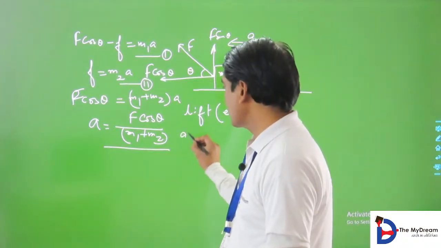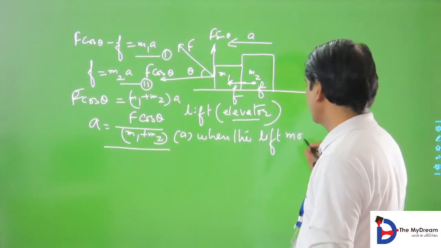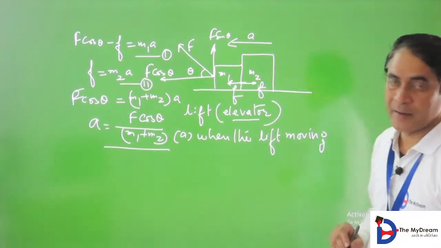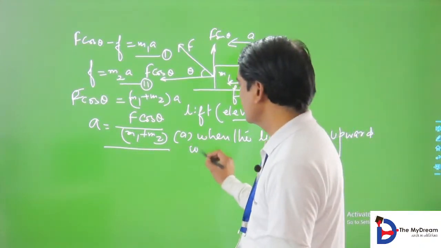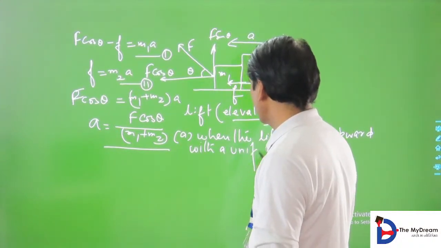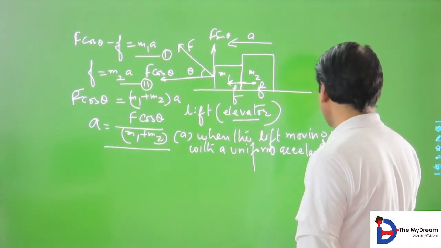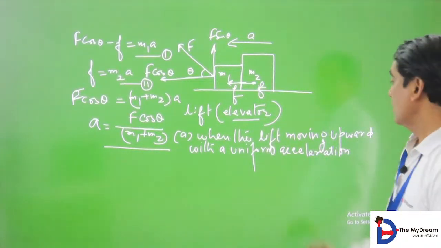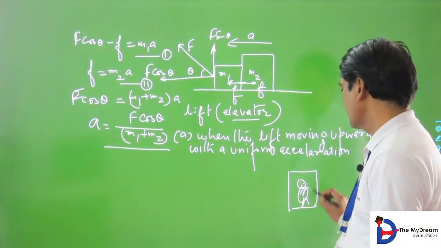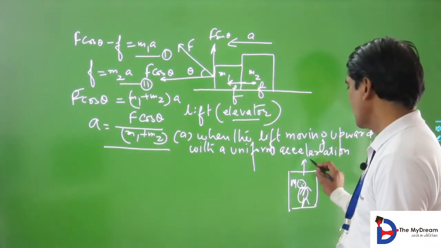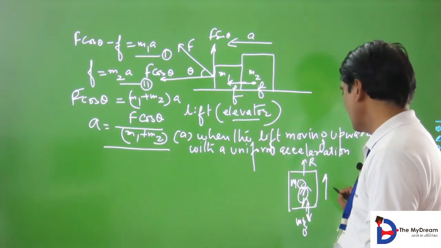Case first: when the lift is moving upward with a uniform acceleration A. This is a lift of mass M. This is the reaction, this is the action, and the lift is moving with this acceleration.